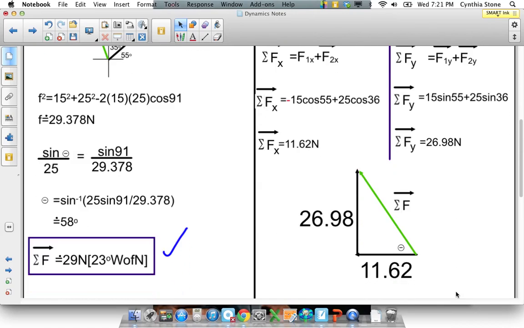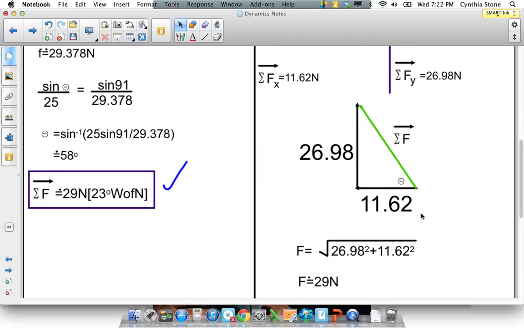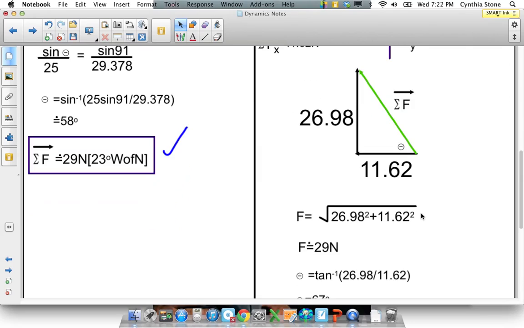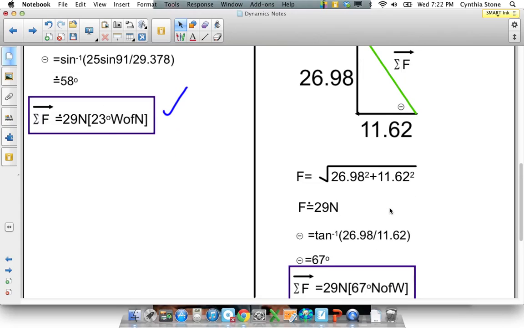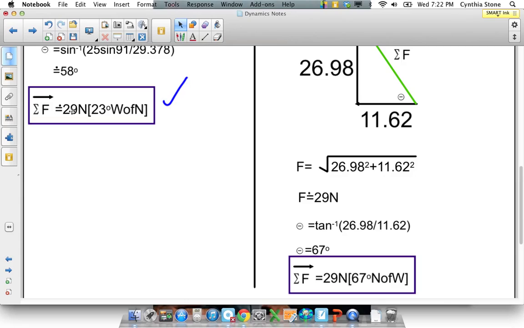And then I can make my right angle triangle. So this is positive, which I said was west, so it goes this way, 26.9 up. Solve for f using Pythagorean theorem, about 29. Solve for the angle, and it works out to 67. So it's 67 degrees north of west. So 29, so I got about the same answer. That's good. And this one was 23 west of north, 67 north of west. Adds up to 90. That sounds like it makes sense.